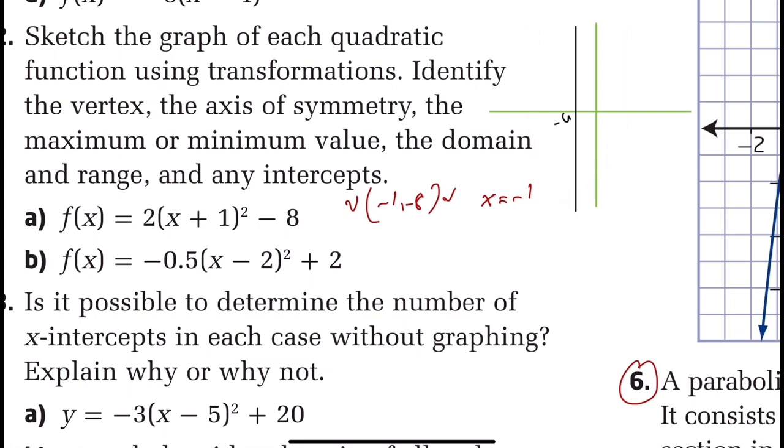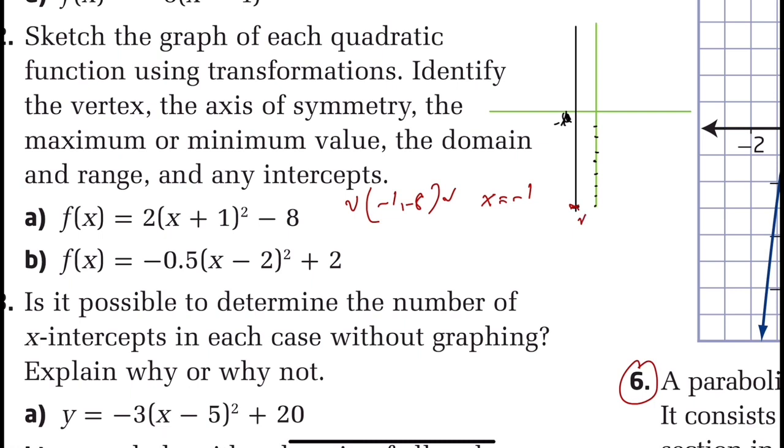The vertex is at minus 1, minus 8. Minus 1 is here, and we go down to minus 8: 1, 2, 3, 4, 5, 6, 7, 8. So this is my vertex point.